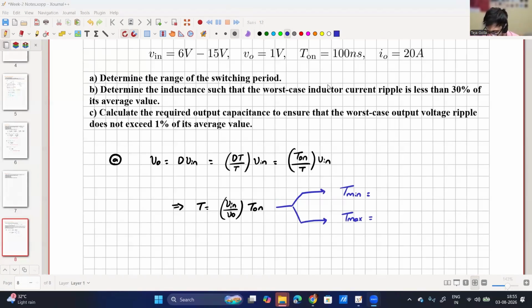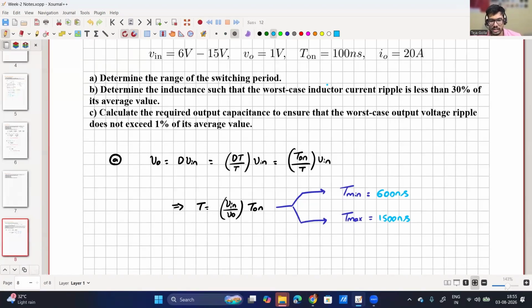600 nanoseconds. Yeah, good. 600 nanoseconds. And then 15 into 100, 1500 nanoseconds. Yeah, very good. So the time period is varying from 600 nanoseconds, or 0.6 microseconds, to 1.5 microseconds.